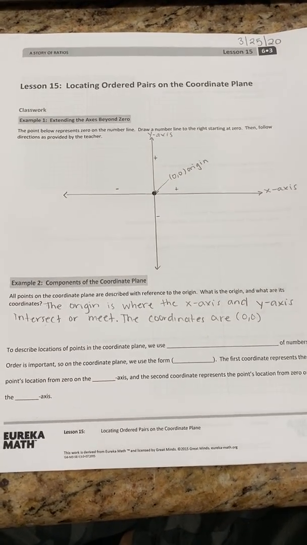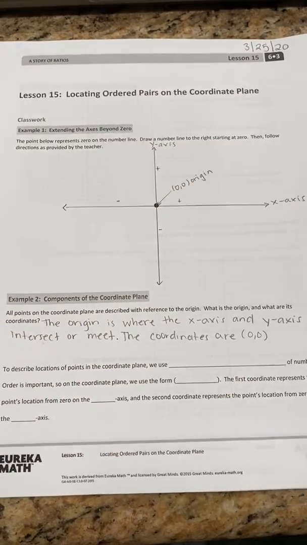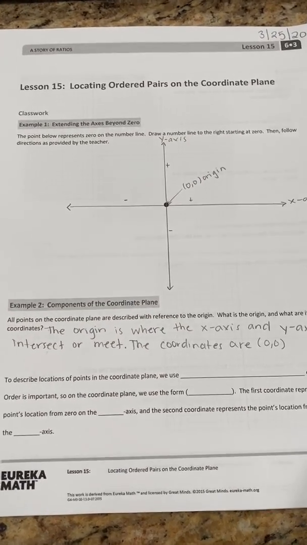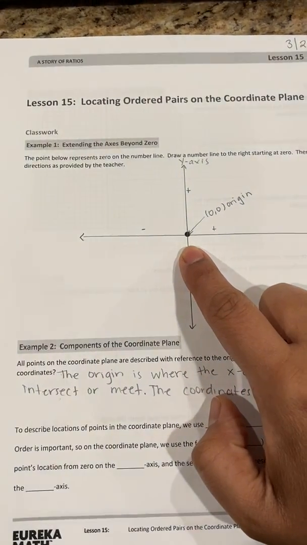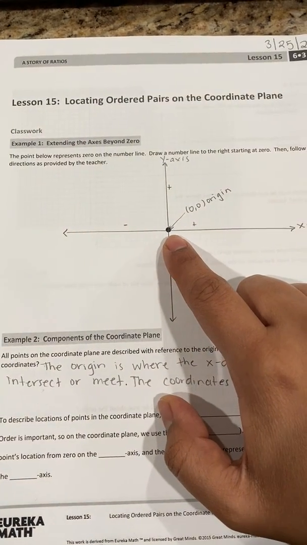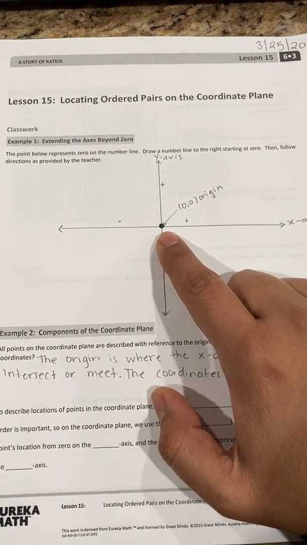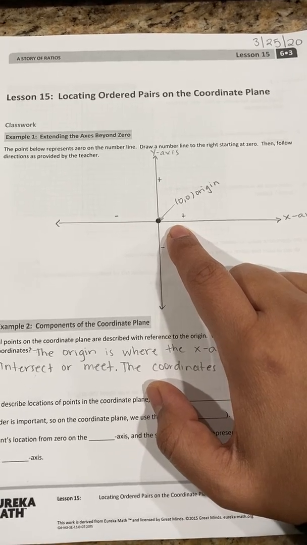I did start with writing some of this out because I needed both hands for this. So on your sheet, they'll just give you this 1 point here. The point below represents 0 on a number line. Draw a number line to the right starting at 0, then follow the directions of the teacher.